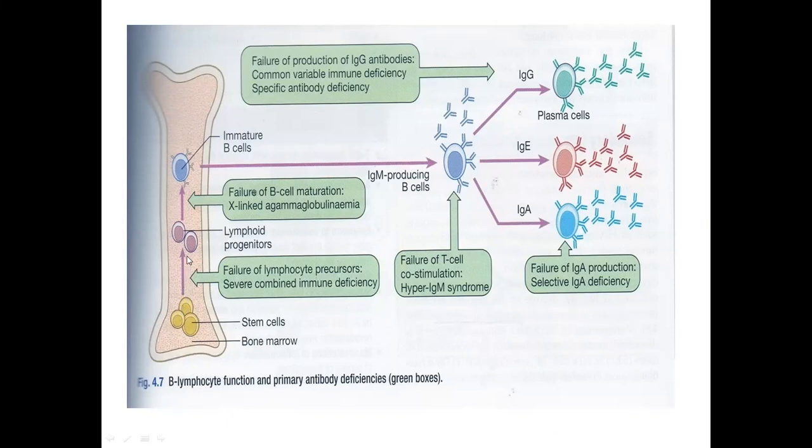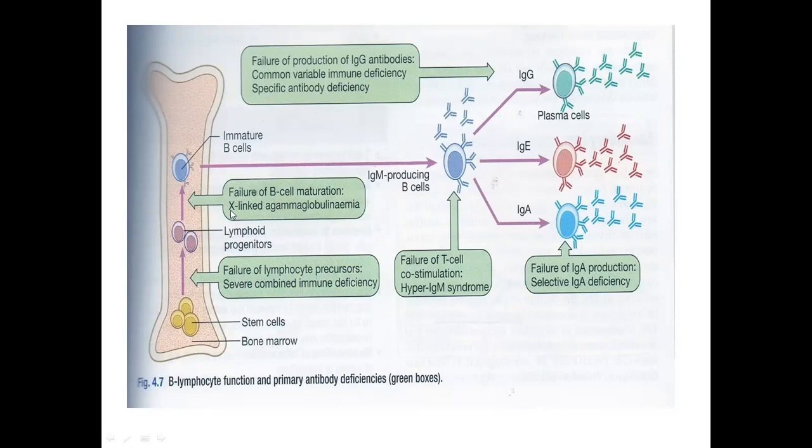And here, from the stem cell, you get the lymphoid progenitor, and then immature B cell, then the mature B cells, as I described. So if you have a deficiency here, failure of lymphocyte precursor, this will give you severe combined immunodeficiency. I will explain this deficiency with the cellular. Now the progenitor. Here we have failure of B cell maturation.